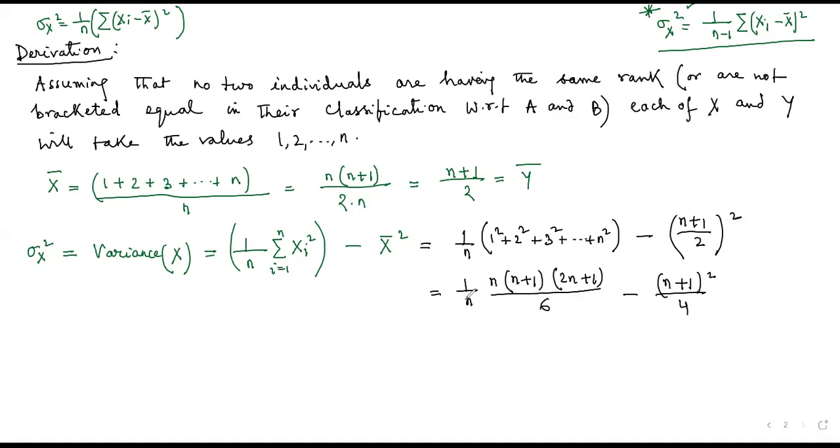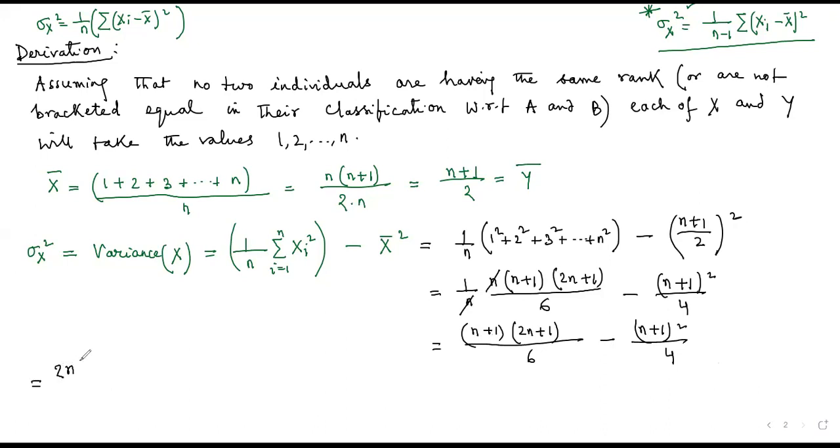So we are getting 1 by n into [n into (n plus 1) into (twice n plus 1) by 6] minus (n plus 1) whole square by 4. This n and that n will cancel each other. So ultimately we are getting (n plus 1) into (twice n plus 1) by 6 minus (n plus 1) whole square by 4. We are now going to simplify this a little bit, and let's see what expression comes out of it.